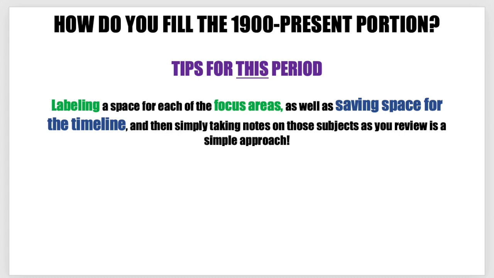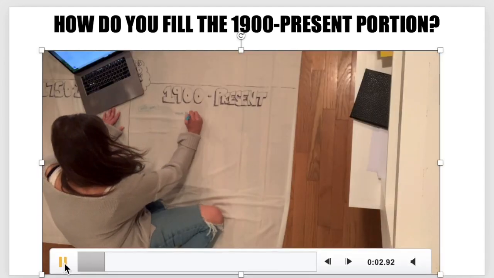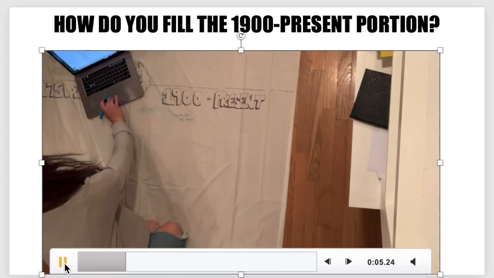Labeling a space for each of the focus areas and then saving some space for the timeline and then beginning my review, simply taking notes on those subjects as I review them is a super simple approach. So I did that here. I looked over the instructions. I looked over the study guide. I thought about the kinds of materials that I might want to use.